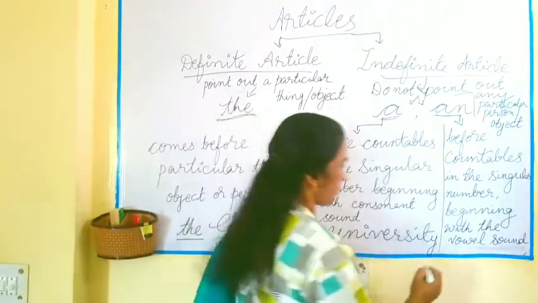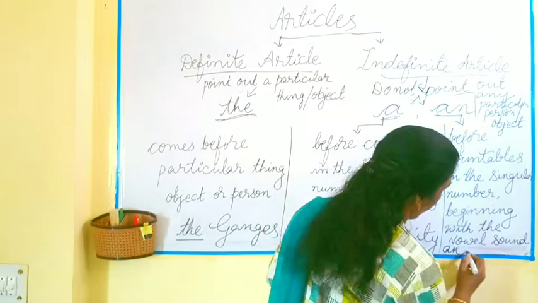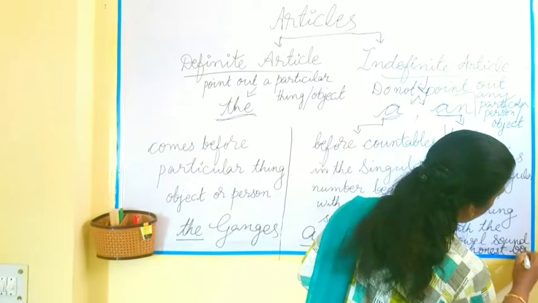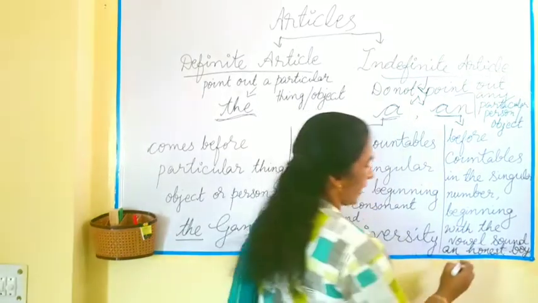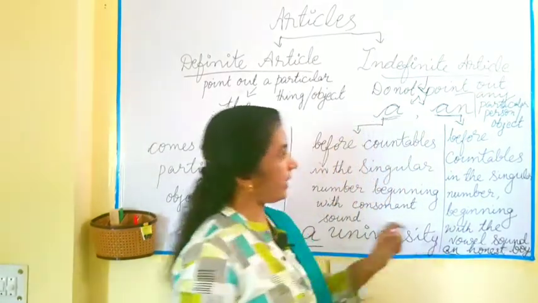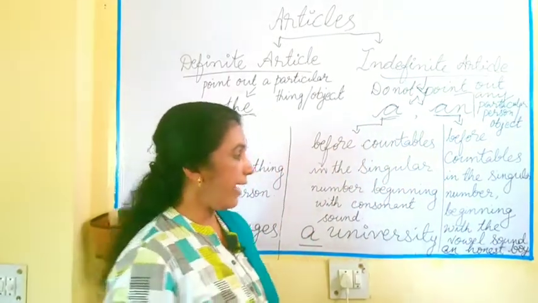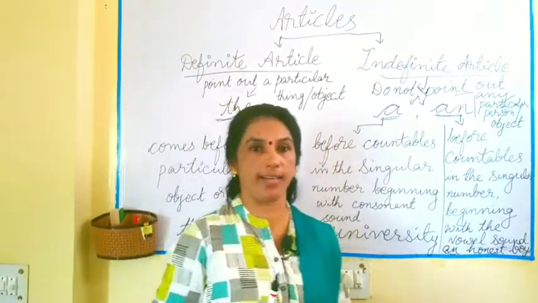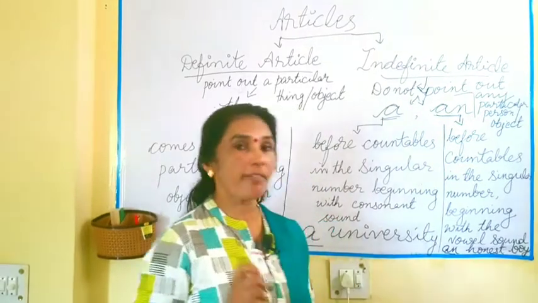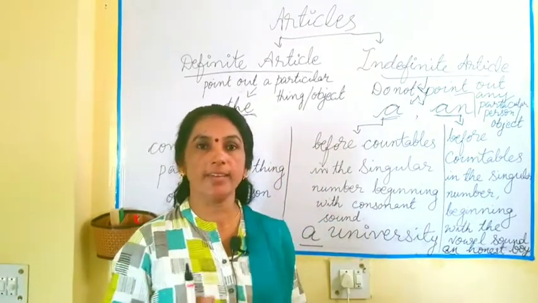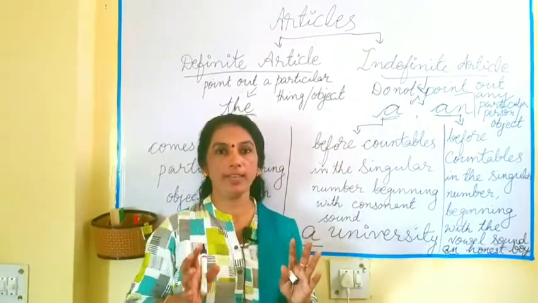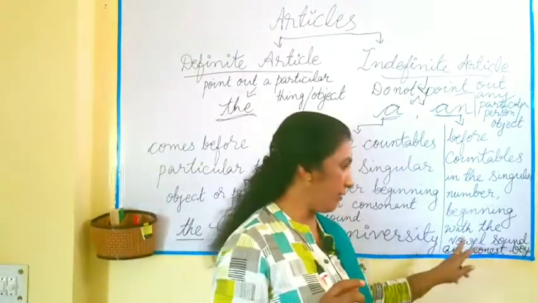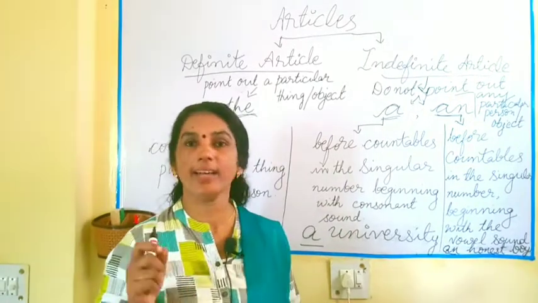And the other one, an, we use before countables in the singular number which begins with a vowel sound. For example, an honest boy. Here an is indefinite article and here the word begins with H, that is a consonant letter, but when we pronounce honest, we pronounce the vowel sound, that is O. So, here we use an even though the word begins with a consonant.